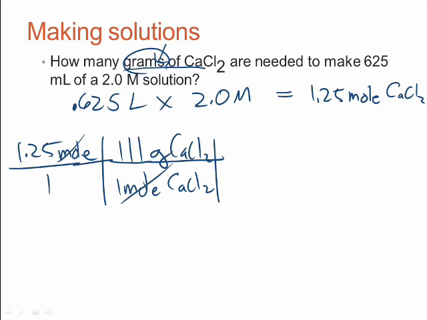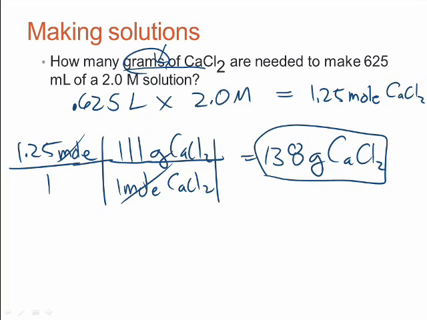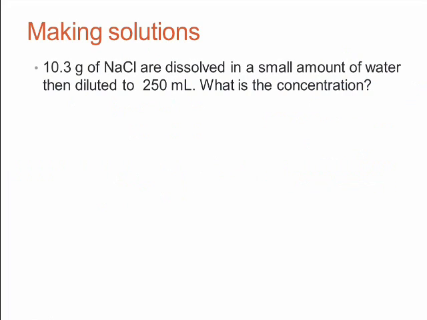The moles cancel out when we get 138 grams calcium chloride. So we're going to need 138 grams if we want to make 625 milliliters of a 2 molar solution. Let's look at this one. We have 10.3 grams of sodium chloride that are dissolved in a small amount of water, then diluted to 250 milliliters. What is that concentration?